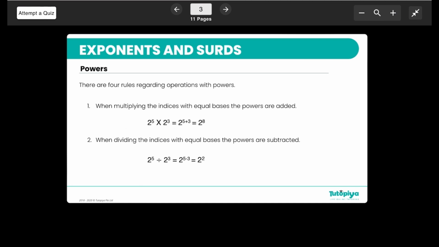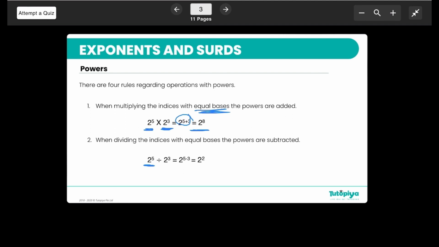There are 4 rules regarding operations with powers. When multiplying the indices, now the important thing to realize is whether the bases are equal. So these rules cannot be used unless the bases are equal. For example, if you have 2 to the power of 5 times 2 to the power of 3, since both of them are base 2, you can add the powers and this will add up to 2 to the power of 8.